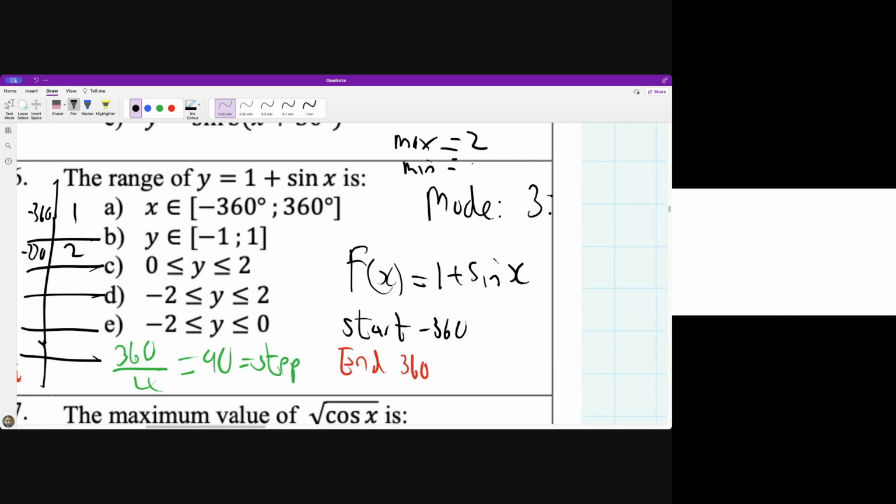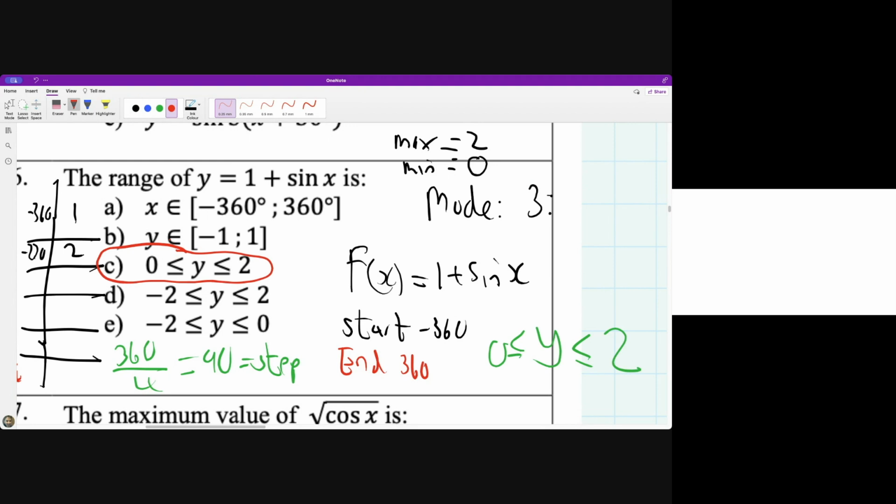No, the smallest number is 0. I can't see any negatives here. So what is the range going to be? Well, the range has to be between 0 and 2, which means the answer is C.